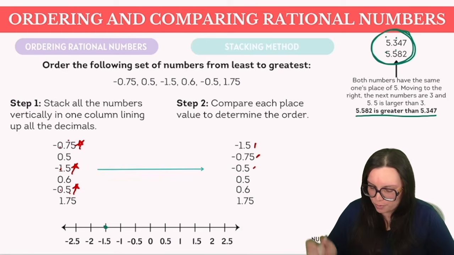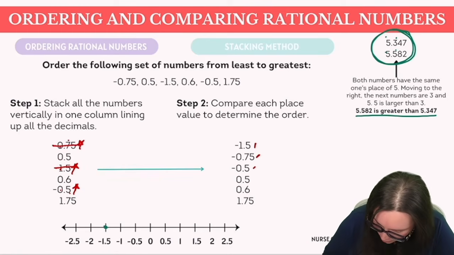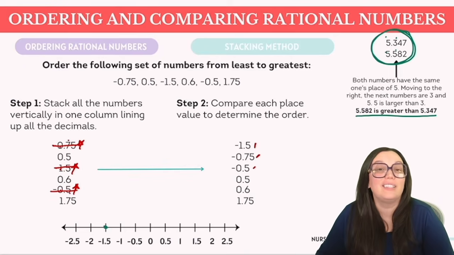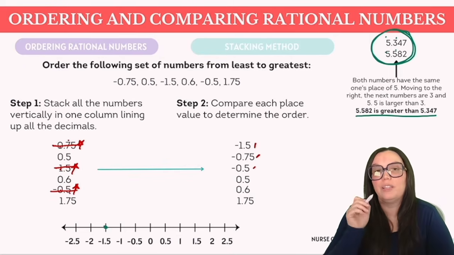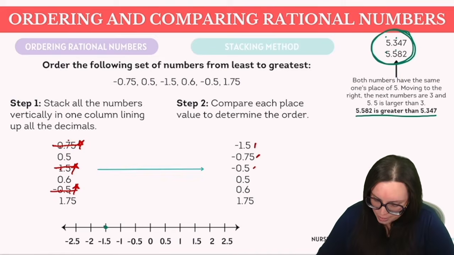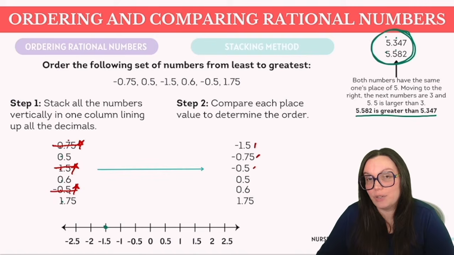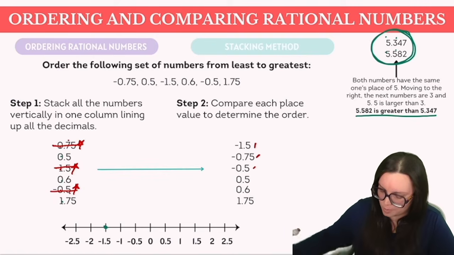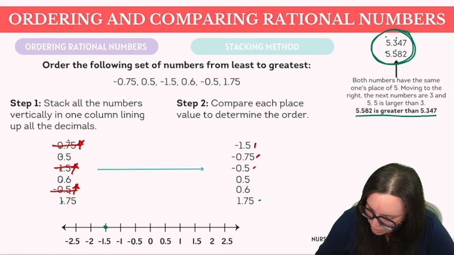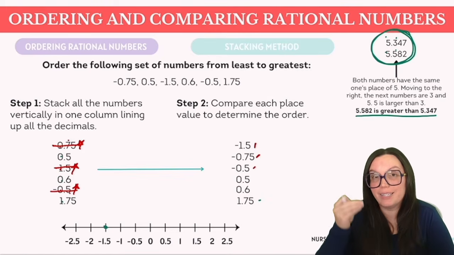So now we've moved through all of our negative numbers. We can automatically eliminate those. Now let's take a look at our positive numbers. So with our positive numbers, again, we're going to be looking at the first number. So we have 0, 0, and 1. So 1 is obviously greater. Remember, the further we move to the right of our number line, the more greater the number becomes. So we know that 1.75 is going to be our greatest number.